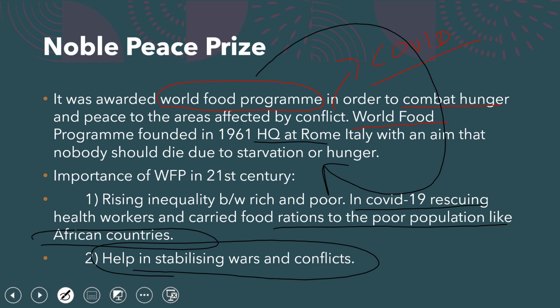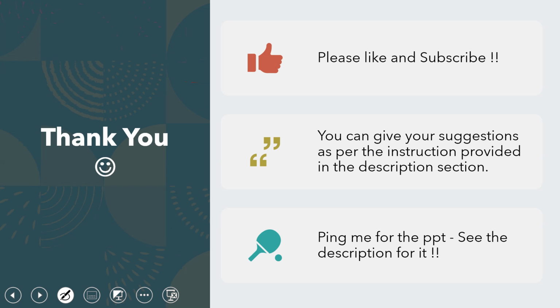So that's why the Nobel Peace Prize was given to the World Food Program, which was founded in 1961, and in the current COVID situation also, they are working very hard, and their main aim is that nobody should die due to starvation and hunger.